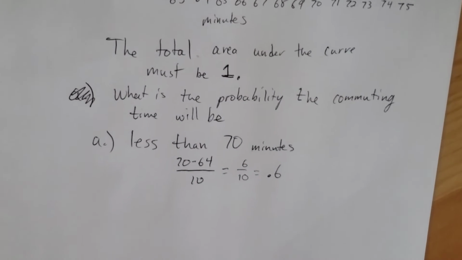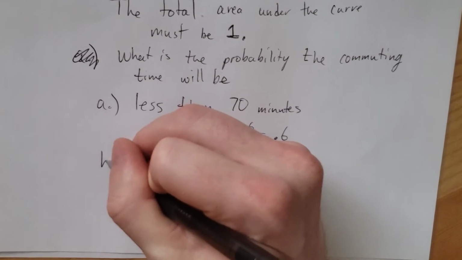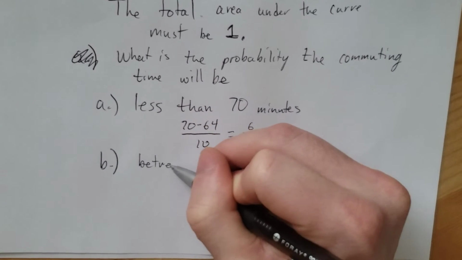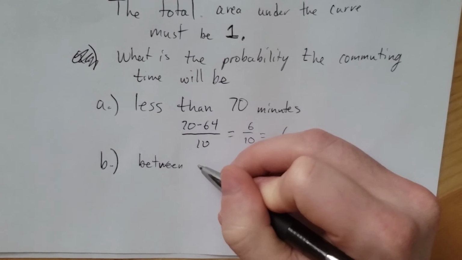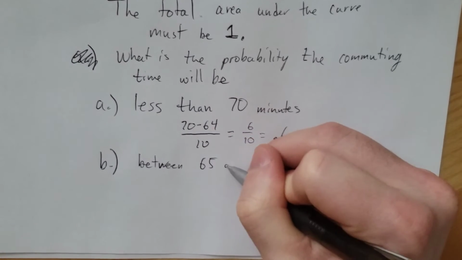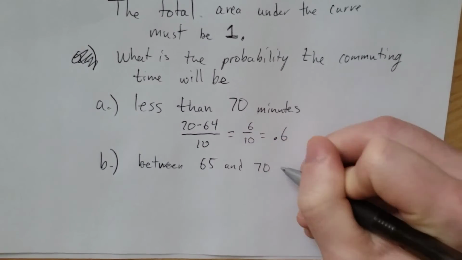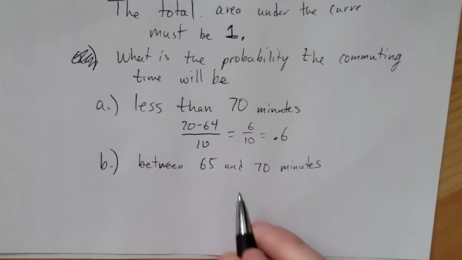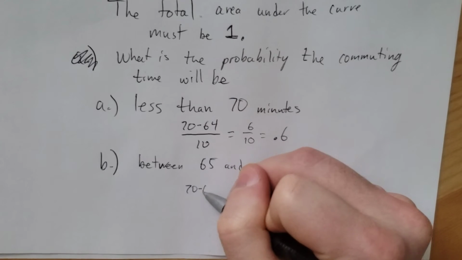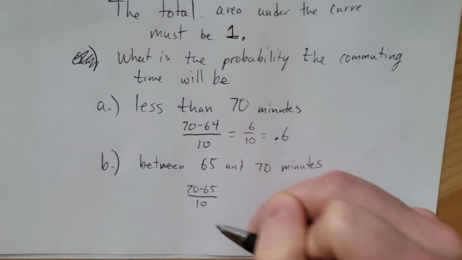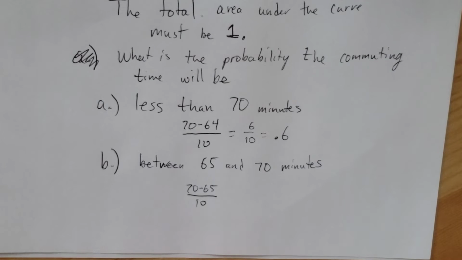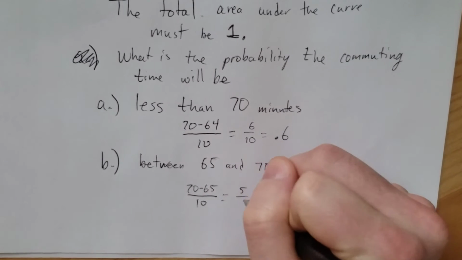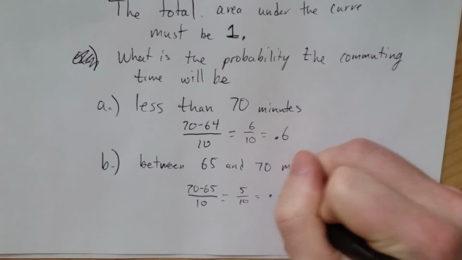Okay, well, let's quickly answer two more related to that. What is the probability the commuting time is between 65 and 70 minutes? Well, it's the same thing. The length here is 70 minus 65, or 5. We multiply by the height, which is 0.1, so it's the same as division by 10. So 5 over 10 is 0.5.